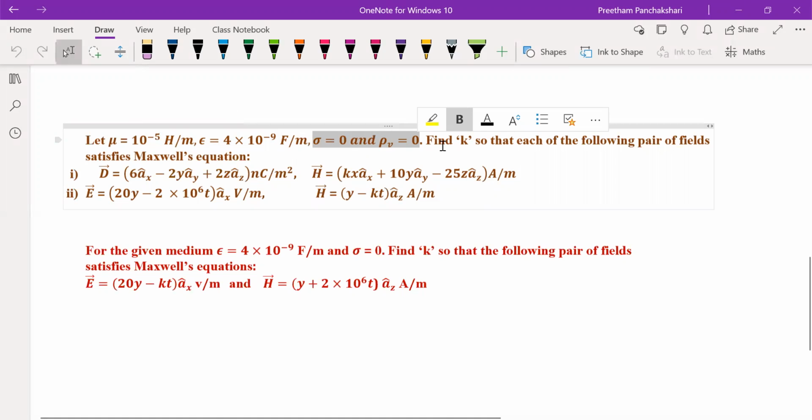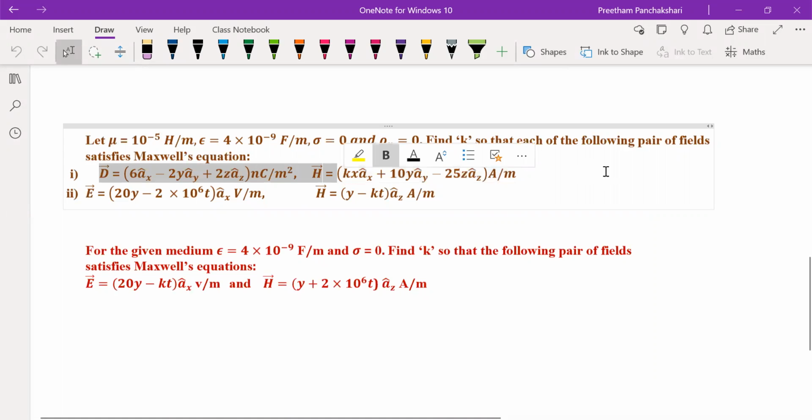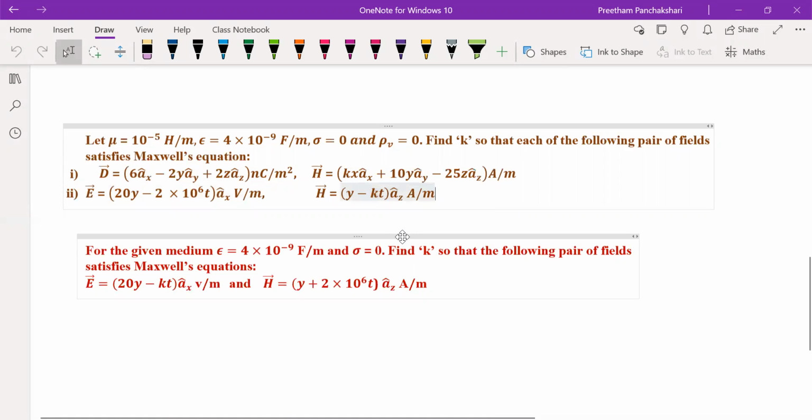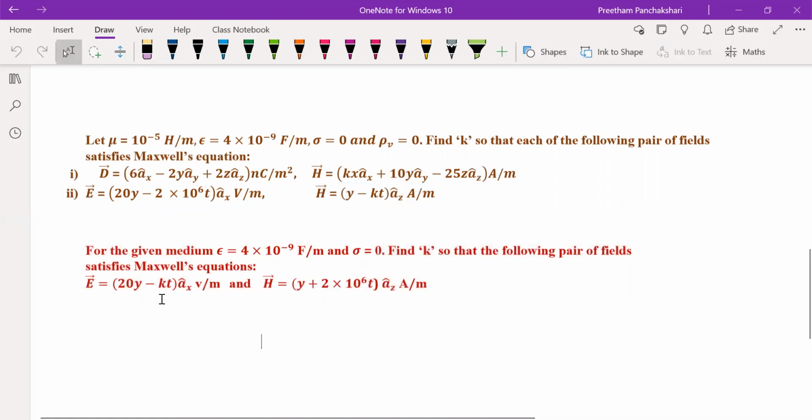We have to find some constant K so that each of the following pair of fields satisfies Maxwell's equation. That means two fields are given together. So here D and H are given. We have to find K. Where is K? Here is K. And in the second problem, E and H are given. Here also K is given. So in the third problem also, same way, K is here with the t.